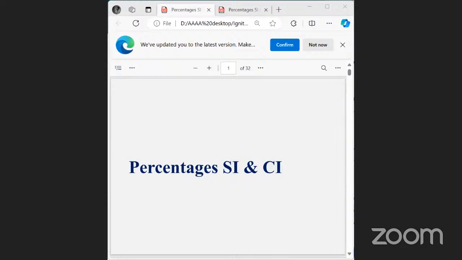Now, before getting into that, what is 1 by 2 as a percentage? Half. If I say half of any number, what percentage of the number is that? 50%. Very good. Excellent. What is 1/4? 25%. Very good.